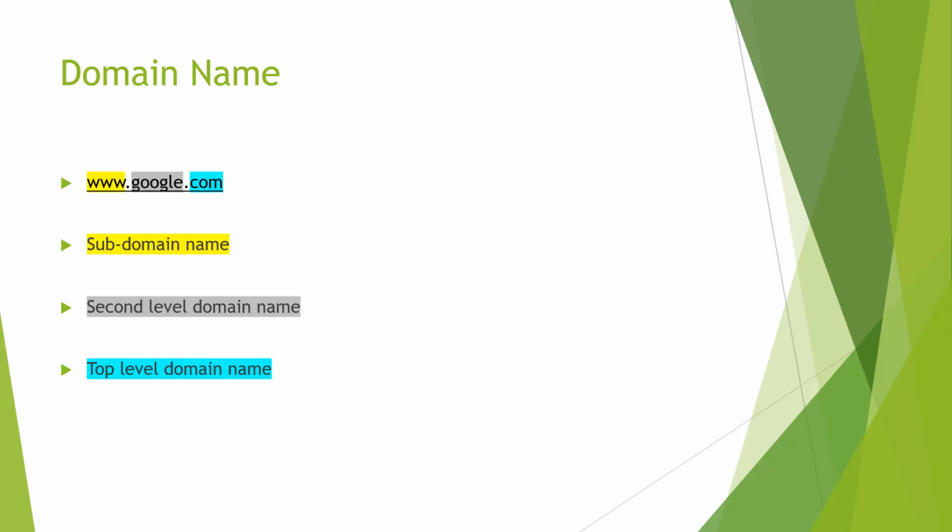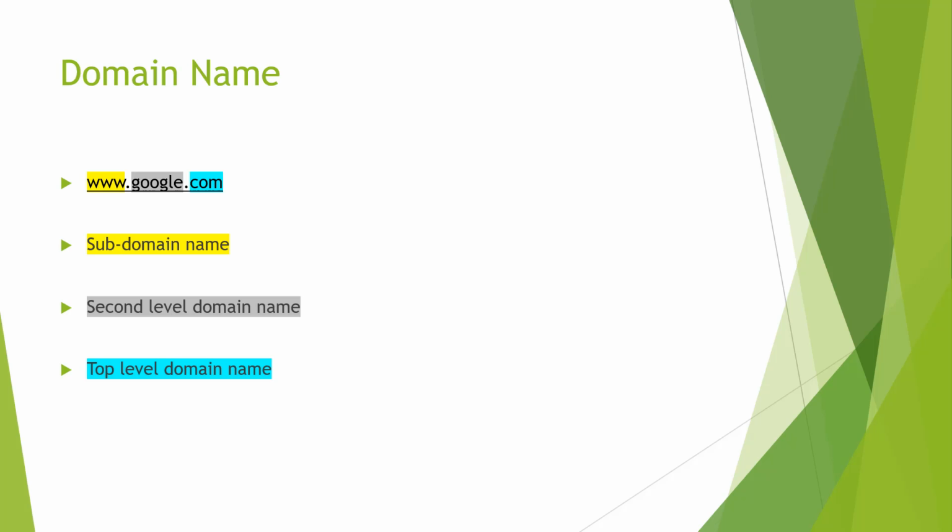So here with www.google.com, the www is known as the subdomain. The domain itself is Google. That is called the second level domain name. And the ending, the extension, is called the top level domain name.